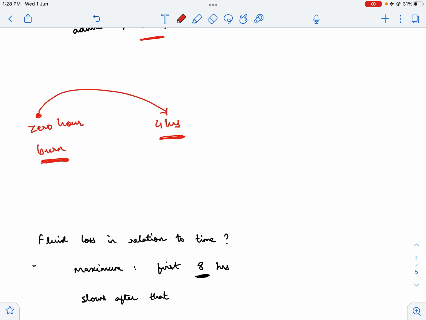Now the time is always calculated from the time of burn because that is when the pathology starts. It does not start from when the patient comes to the hospital. The patient may arrive late, the patient may arrive early. So the time when he comes to the hospital is not important. We are more bothered about at what time the burn happened because that is when the pathology starts.